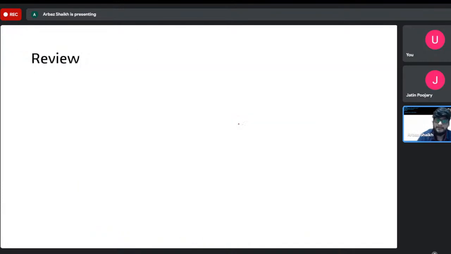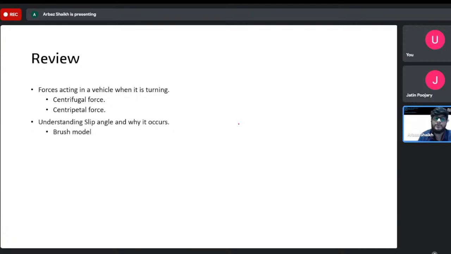In review, what we learned in this section was what the forces acting on a vehicle are, which are the centrifugal force and the centripetal force. We studied that the centrifugal force happens because of lateral load transfer. The centripetal force happens to overcome, or resist, the centrifugal force. Next, we understood what the brush model is. We studied the slip angle and how it occurs, and the tire patch model.